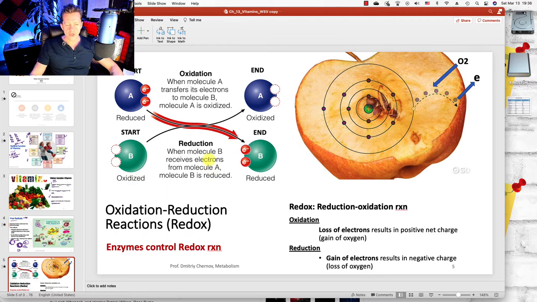So what is oxidation reduction, or redox? Oxidation is the loss of an electron, which results in a positive net charge. There's a gain of oxygen. For example, if you cut a fruit in half, that's where the oxidation process starts. It's a loss of electron and a gain of oxygen. And reduction is a gain of electron that results in a negative charge, and it is a loss of oxygen. I would say almost all processes in our body go through redox reactions: oxidation, reduction, or reduction, oxidation. And antioxidants work on this principle.